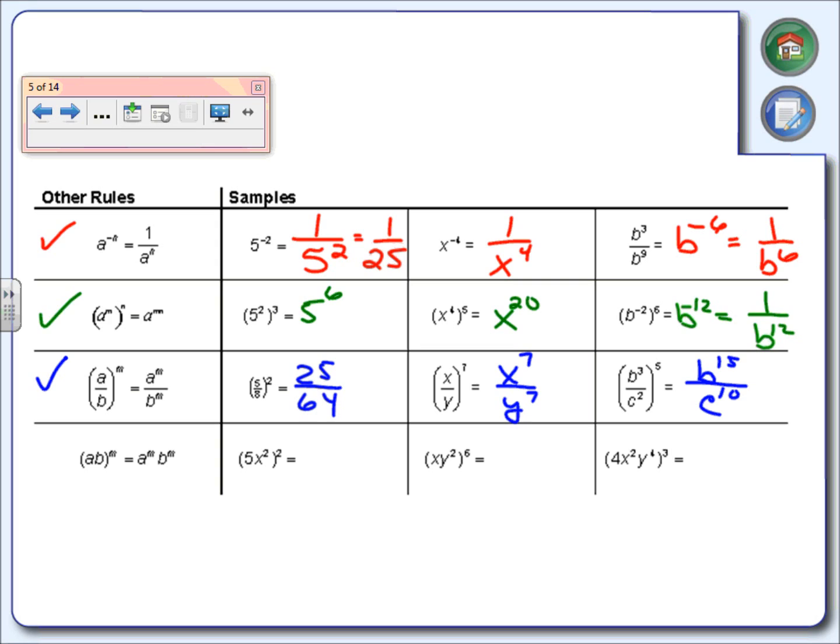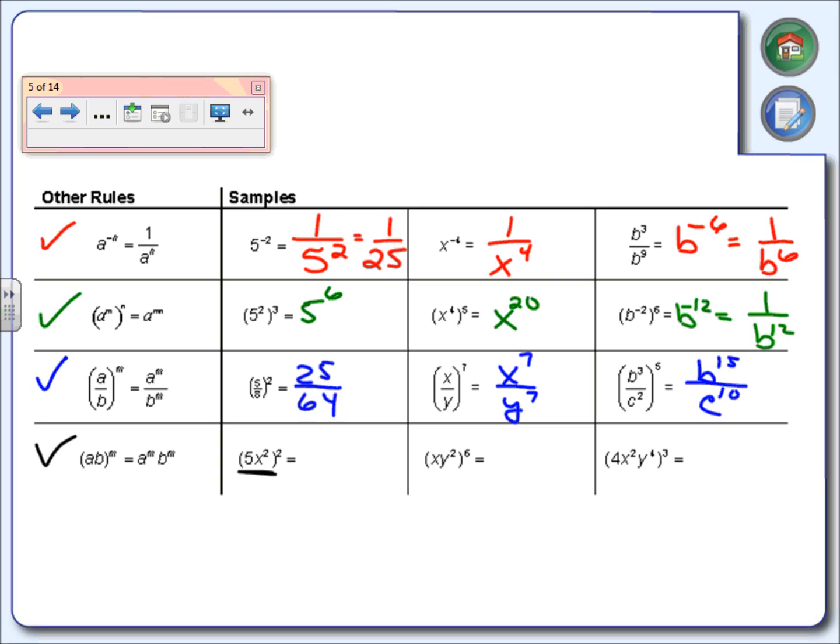All right, one last rule. That's this one right here. I've got 2 variables inside the parentheses, and I've got to the m power. This rule says whatever's in parentheses, I need to make sure I use that exponent with everything that's inside that parenthesis. So if we look at this example right here, I've got 5x squared, and I want to square that. Everything in the parentheses needs to be squared.